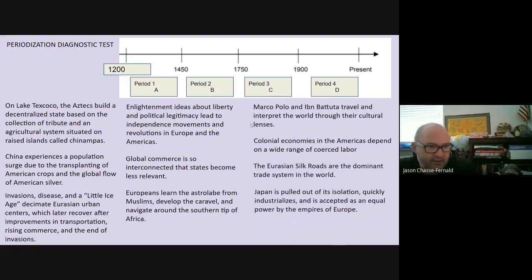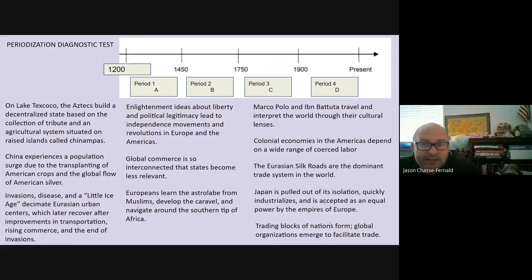And feel free to pause this. All right, so go through and read all these and see what you know and see what you don't know. Can you pop periods, and then can you elaborate, right? So obviously you should be reading stuff like this. Like Japan is pulled out of its isolation, quickly industrializes, accepted as an equal power by the empires of Europe. You should easily be able to identify exactly what that means.